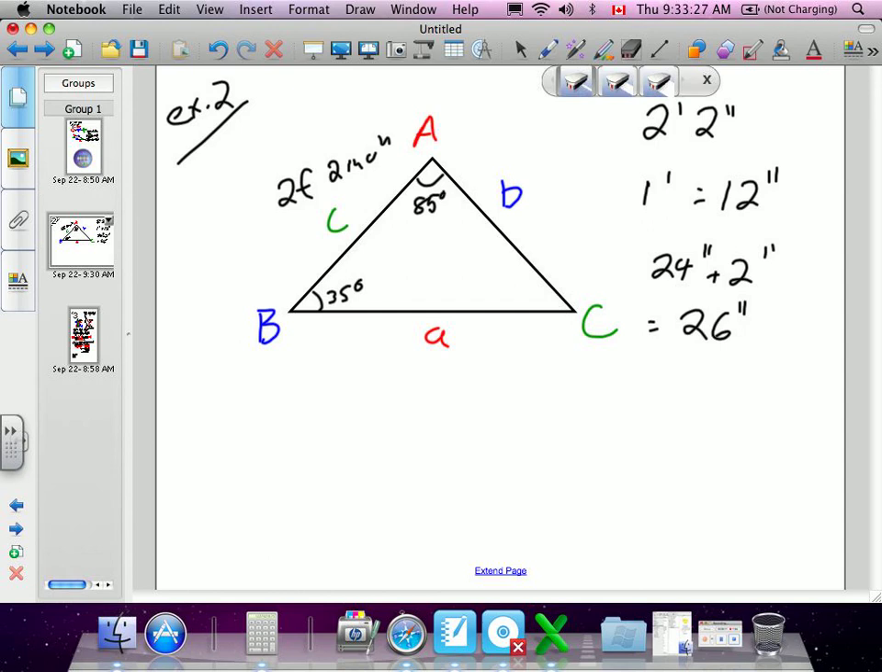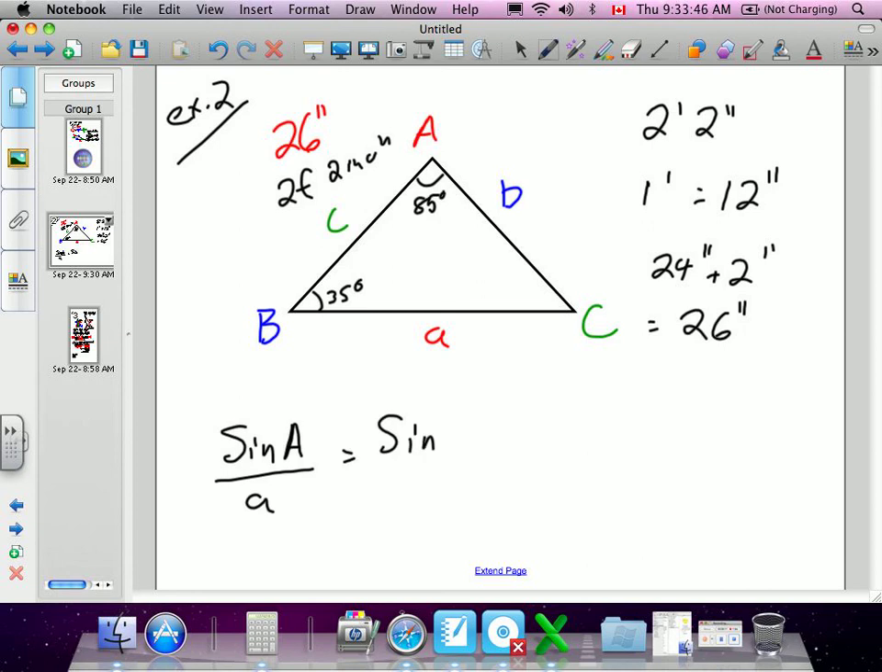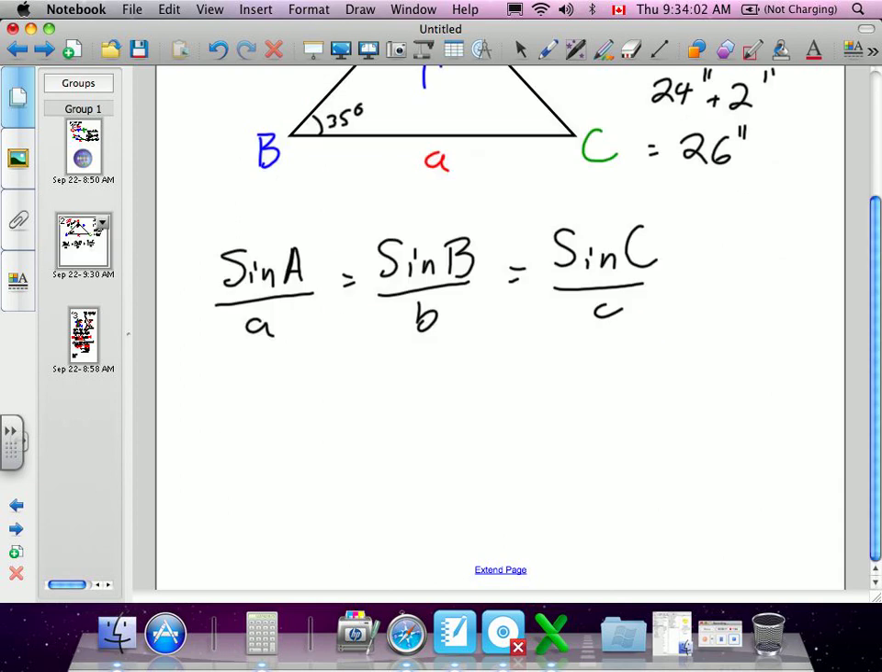Okay? So now that we've done some conversion, I need to actually solve this triangle. So if you guys remember the sine law, we have sine angle A over side A equals sine angle B over side B equals sine angle C over side C. So let's start substituting things in. I have angle A, which is 85 degrees. So sine 85. Do I have side A? Nope. So we're just going to keep that as a variable.